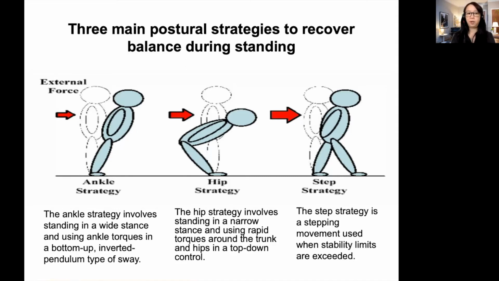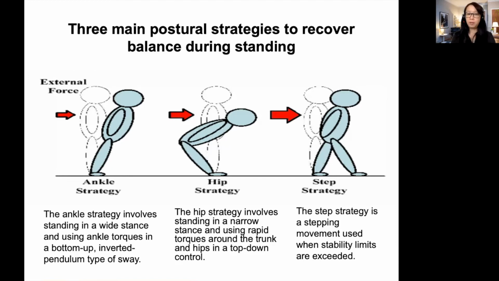Ankle strategy is where you can lean forward and your ankle can bring you back up. This is useful if your legs are wide enough apart, and then you can just sway and you won't fall because you're rocking on your ankles. This is in a normal person. Hip strategy is if someone pushes you too hard and you're going to fall a lot more, and this time you will use your hips to pull you back up again. And then of course if someone pushes you hard enough and you want to fall forward but you don't want to fall to the ground, you take a step in front so that you break your fall.